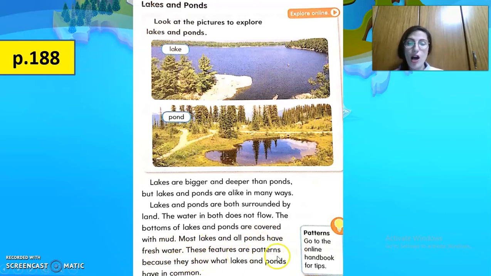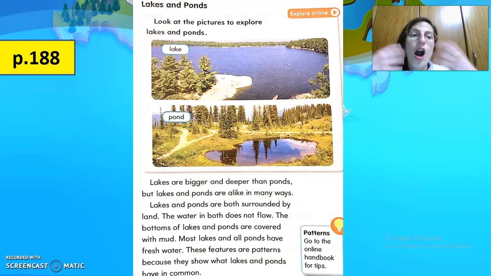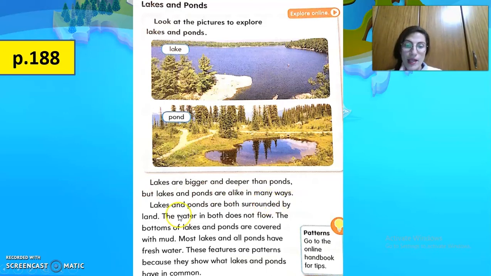These features are patterns because they show what lakes and ponds have in common. So I'm going to read it one more time and then we'll explain. Lakes are bigger and deeper than ponds. This is the difference. It means they are unlike. But lakes and ponds are alike in many ways.